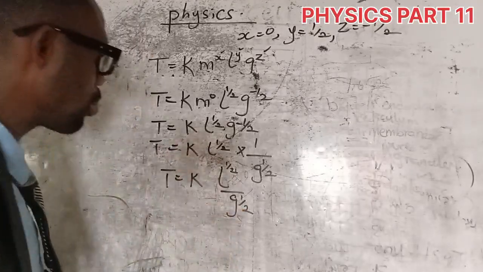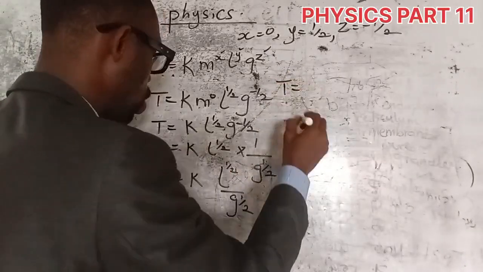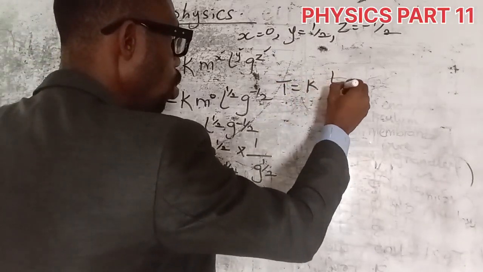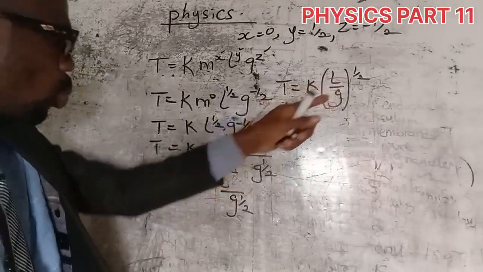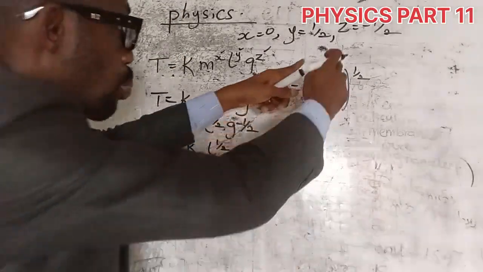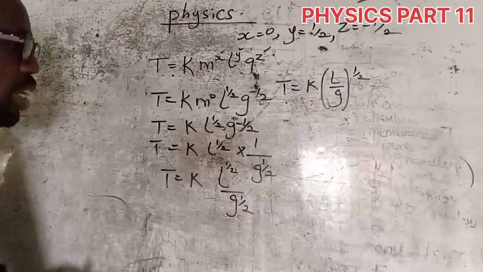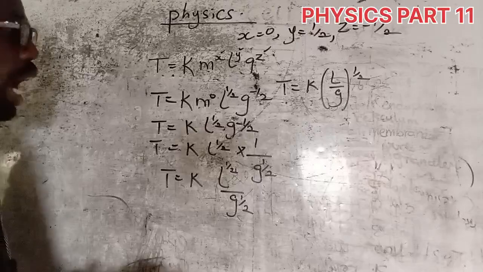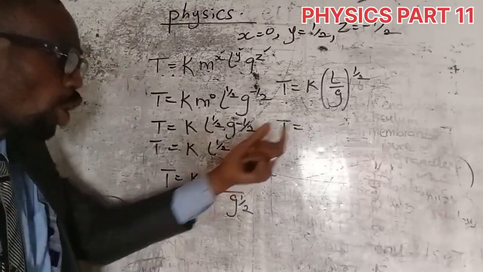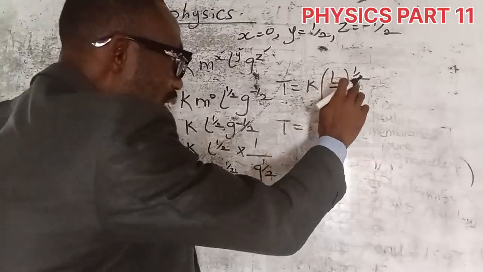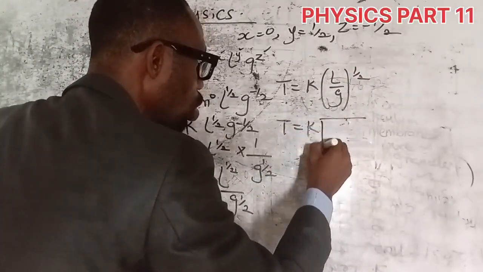So it's the same thing as saying T is equal to K times L over G, put it in a bracket and put 1 over 2. Do you see it now? Because the 1 over 2 is common. Whatever bracket you put now is affecting up and down, not only this. Since both of them have a common power, it's the same thing as saying T is equal to K times the square root of L over G.